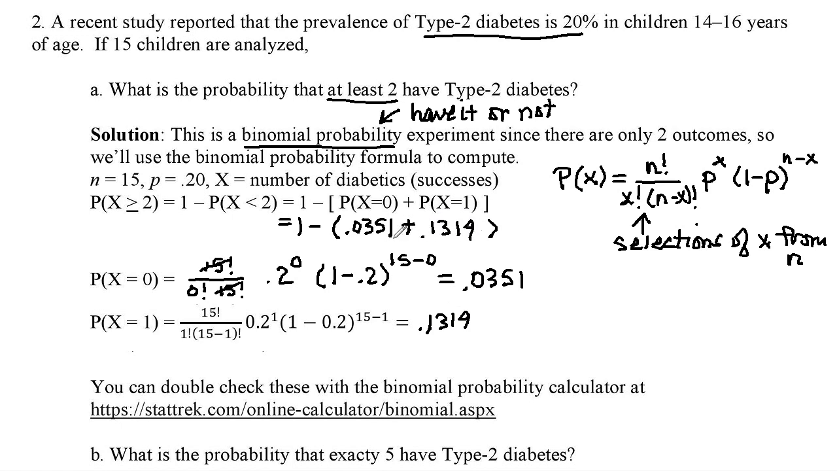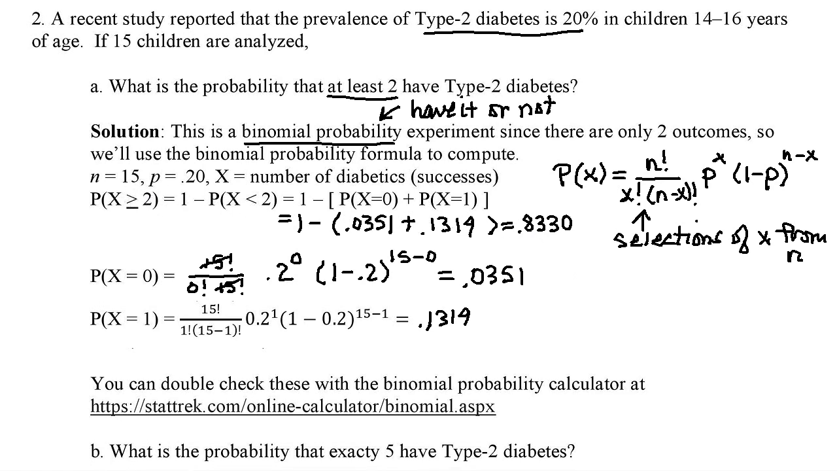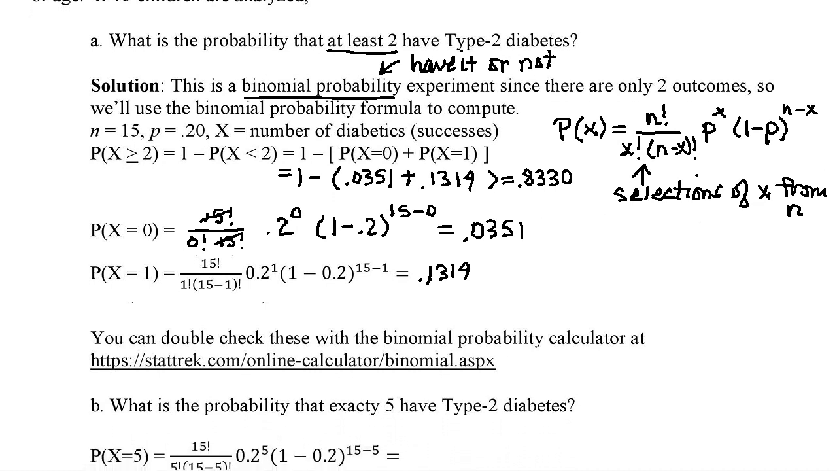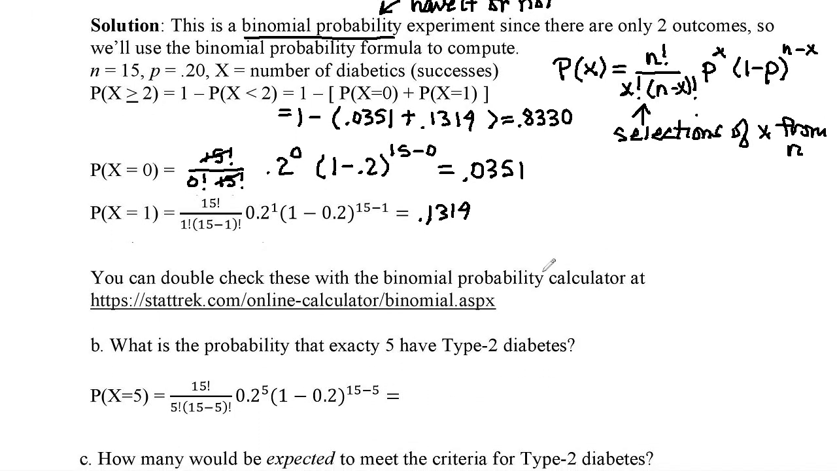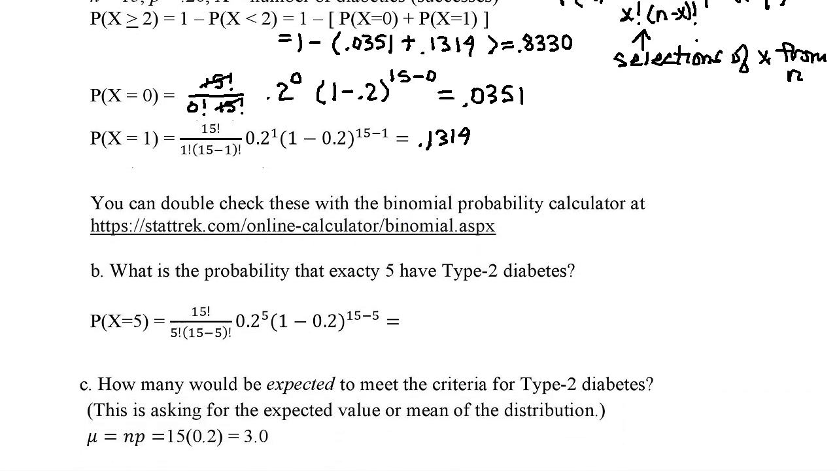And so if you add those together and subtract from 1, you will get 0.8330. So there's an 83.3% chance that we would have at least two children that would have diabetes. So I included another calculator in here that you could double check your work with.